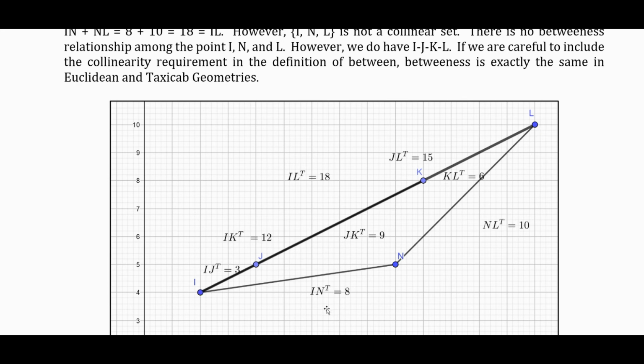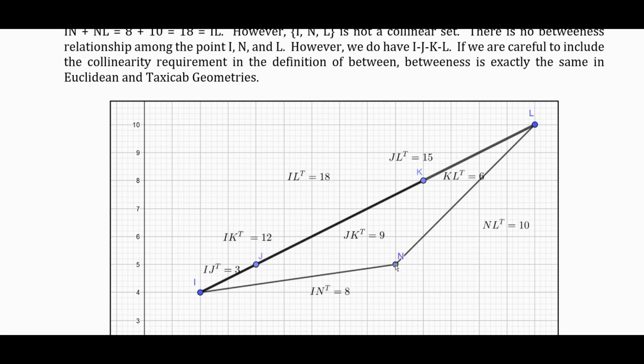18, right? It is 6 up and, let's see, 7, 8, 9, 10, 11, 12 to the right. Okay, so for a total of 18.